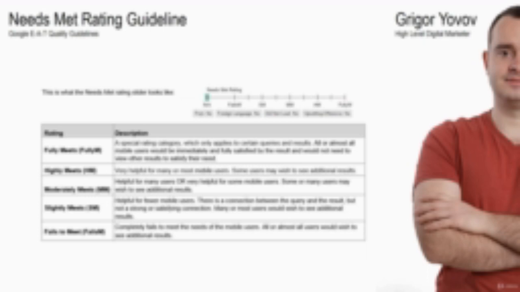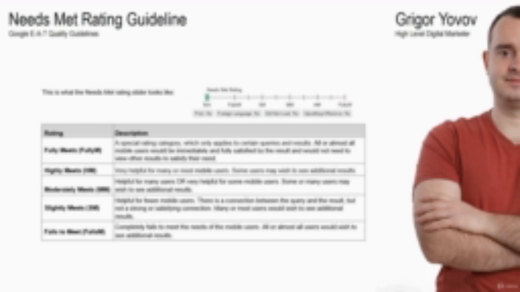And this means that this query fully meets the needs of the users. Fully meets is a special rating category which only applies to certain queries and results. All or almost all mobile users would be immediately and fully satisfied by the result and would not need to view other results to satisfy their need.